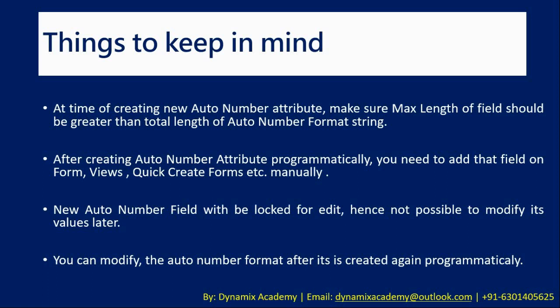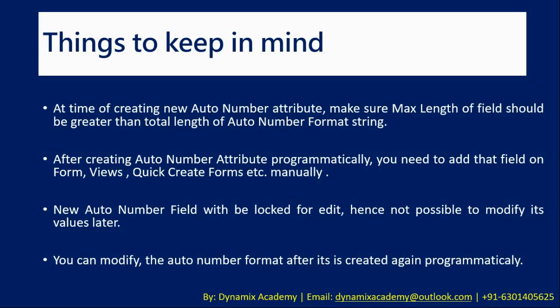Next thing you need to keep in mind is that after creating the auto number attribute programmatically, you need to manually add that field on the forms, views, quick create forms, or basically wherever you want to see that new attribute. One more thing you need to keep in mind is that the new auto number field will be locked for edit. That means you will not be able to modify the values even if you have added that field on the form. You will not be able to make any changes to the values of that new auto number attribute. It will be just for your viewing purpose.